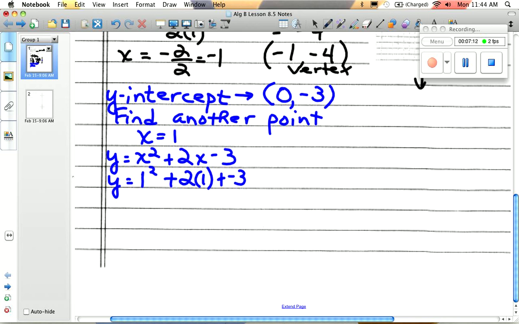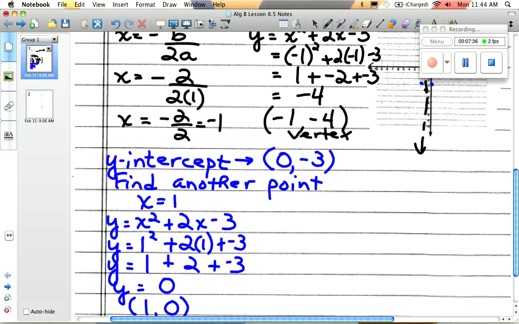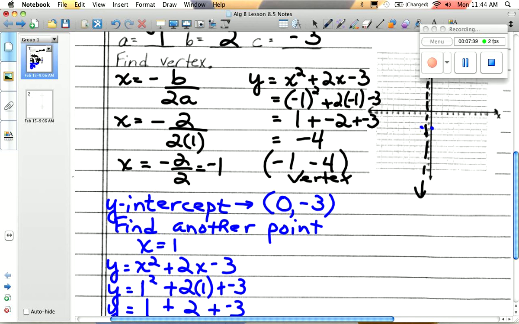Okay, y equals, this is 1, this is 2, this is -3. 0. So that's 0. So what ordered pair do we have? When x is equal to 1, we got y is equal to 0. So now we'll go to our graph, and we will plot that point, (1, 0). And does that have a reflection point? Yes, it does. We go over 2 to the other side of the axis of symmetry and reflect.